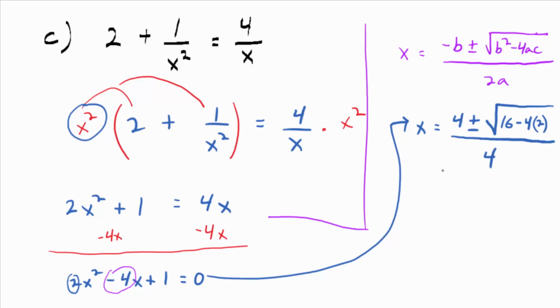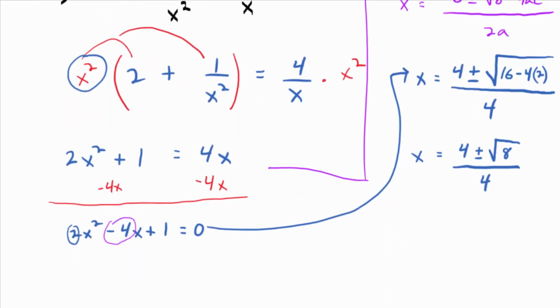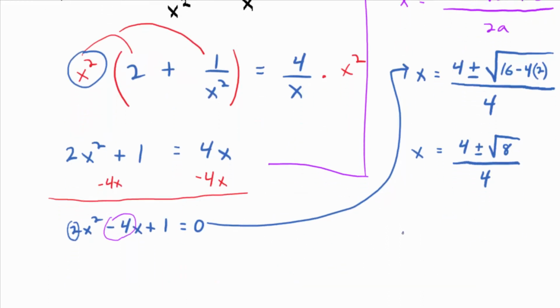Okay, so what do we end up with? We end up with x equals 4 plus or minus the square root of 16 minus 8, which is 8, right? Underneath that radical, all over 4. Well, I think that guy simplifies, doesn't it? So what does the square root of 8 simplify to be?